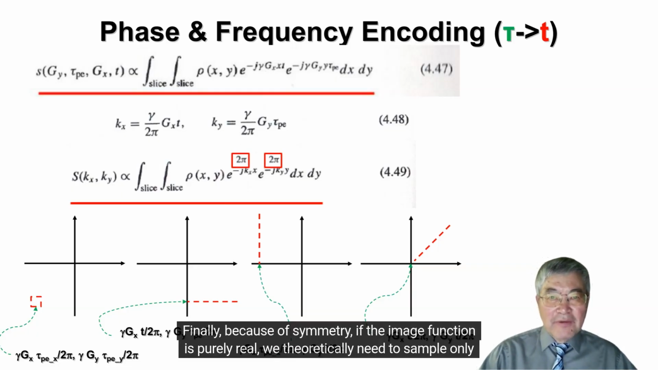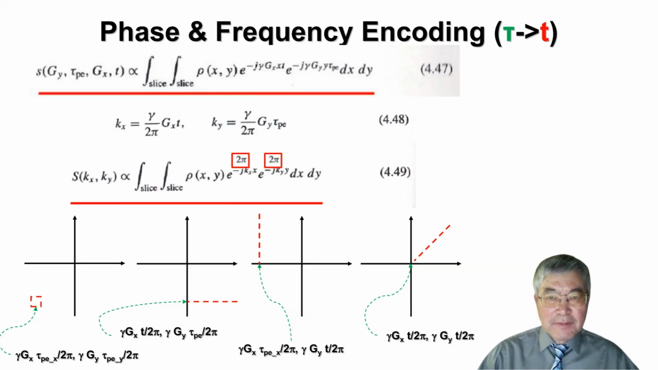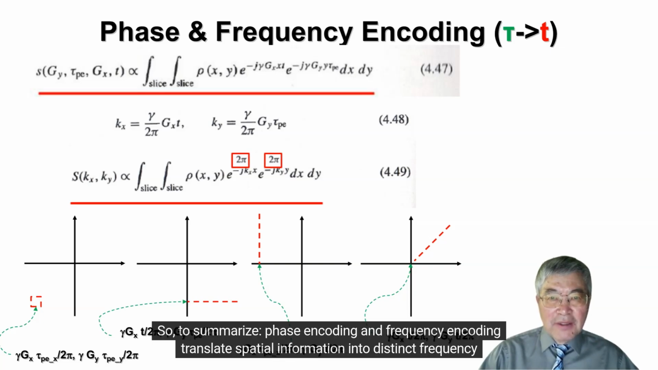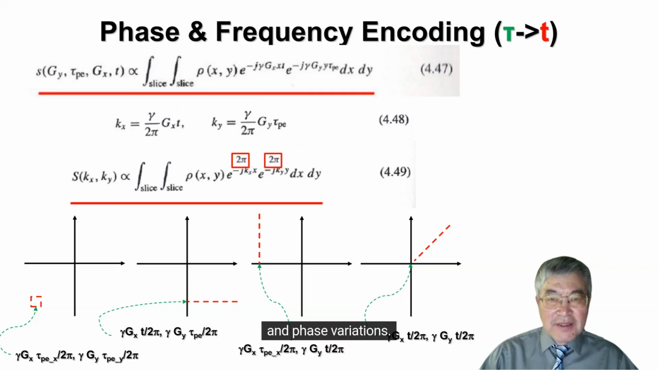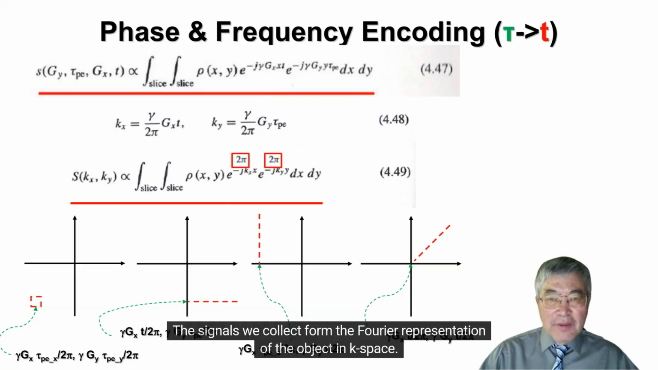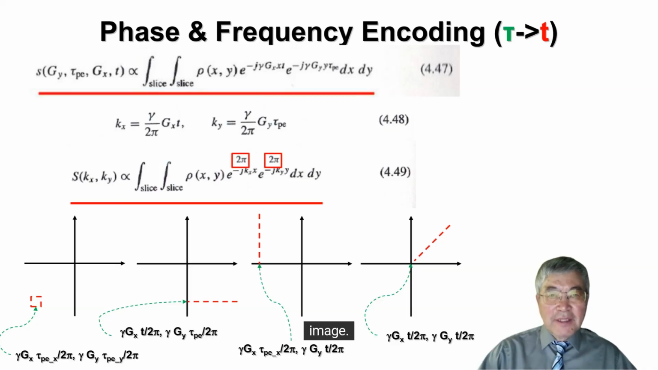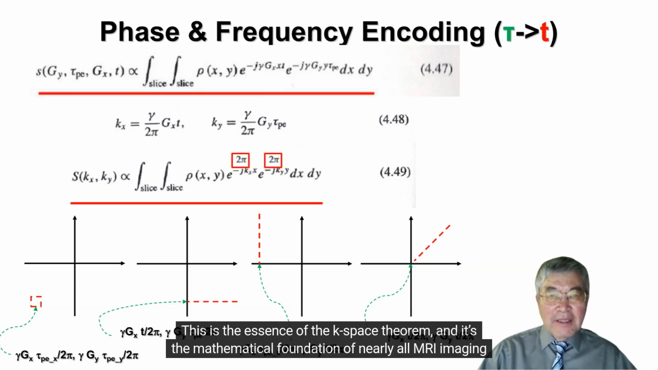Finally, because of symmetry, if the image function is purely real, we theoretically need to sample only half of K-space. However, in practice, we usually sample the full space to ensure higher accuracy and image stability. So, to summarize, phase encoding and frequency encoding translate spatial information into distinct frequency and phase variations. The signals we collect form the Fourier representation of the object in K-space. By applying the inverse Fourier transform, we convert this frequency domain data back into a real tomographic image. This is the essence of the K-space theorem, and it's the mathematical foundation of nearly all MRI imaging methods.